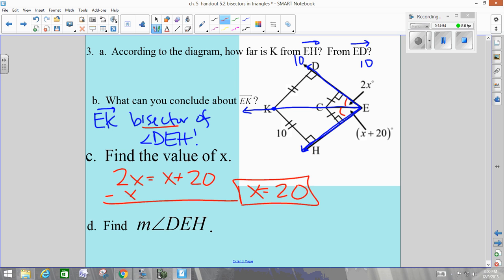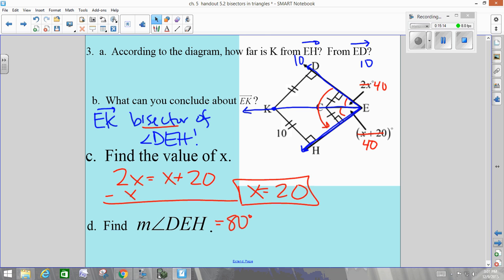True. Okay. If x is 20, then 20 plus 20 is 40, and 2 times 20 is 40. And angle DEH, that's the entire angle that's getting bisected. So yes, this should be 80. Okay, yep, Alyssa.